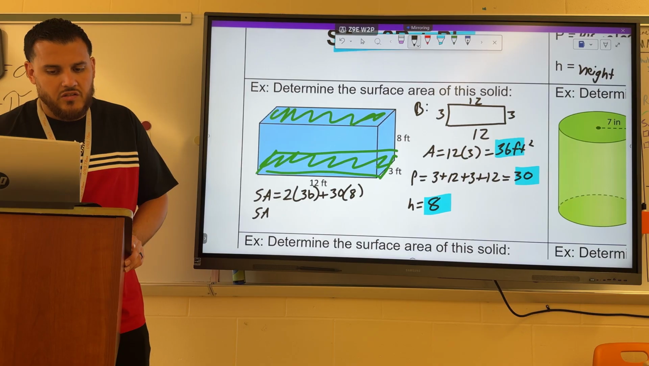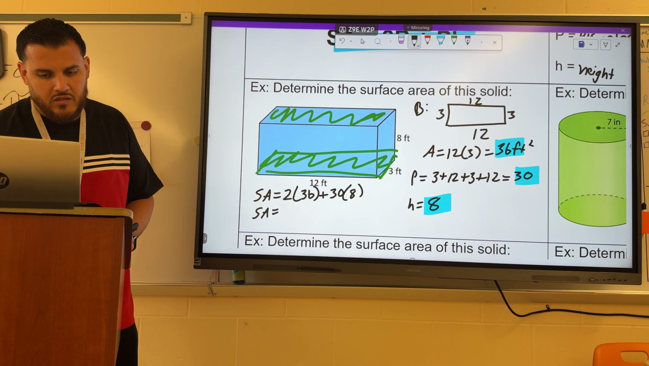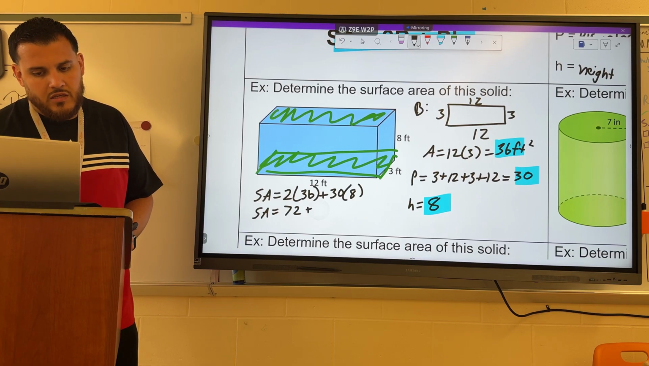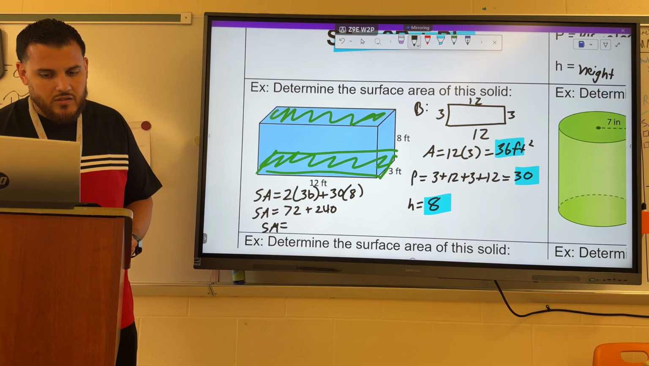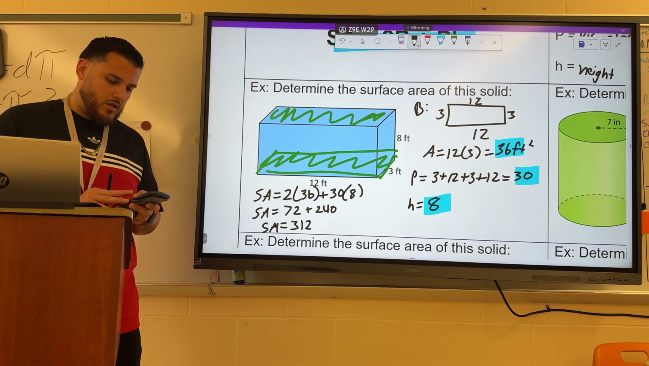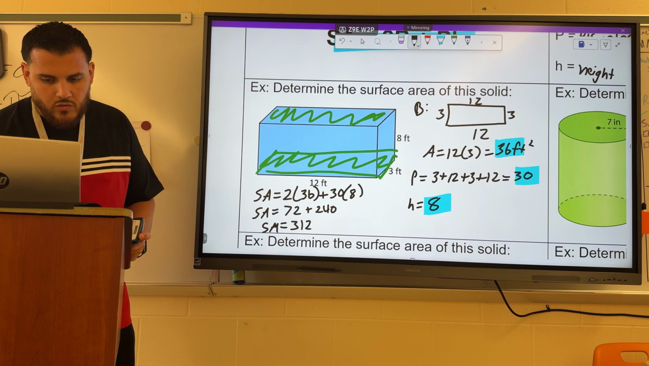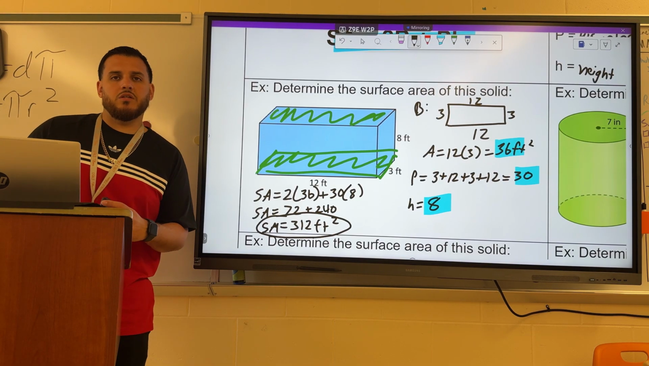And I always like to just do these in 2 steps. I do the multiplications first, so 2 times 36 gives me 72, 30 times 8 gives me 240, and then my last step is just adding those together. 240 plus 72 gives me 312. Let me just confirm that I didn't make a mental mistake there. 312 feet squared for my surface area of this prism.